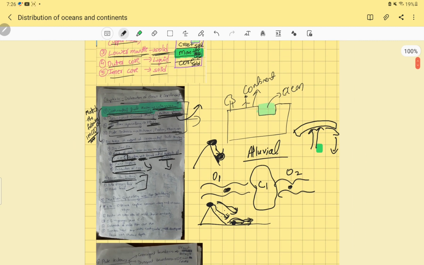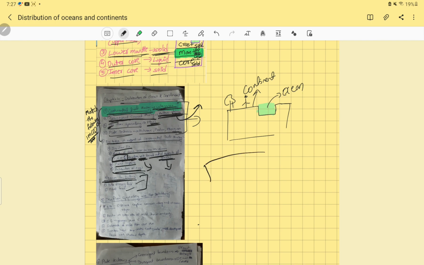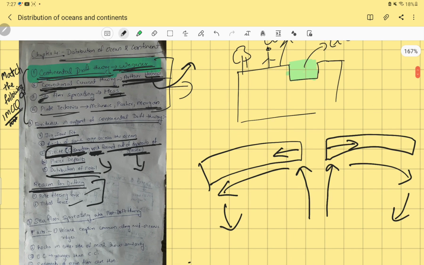Just a minute, I'll draw it in a clearer way. Consider this as one continent. I am showing it just for ease. This is another one. There is a convectional current. Convectional means moving upwards. An upward current of magma is moving. So that's the reason these plates are moving apart. That's the reason given by Arthur Holmes.